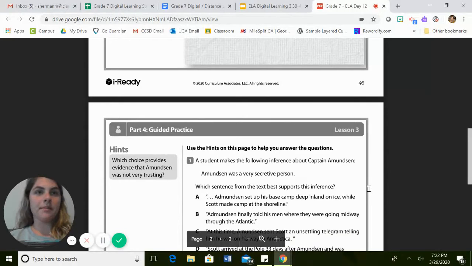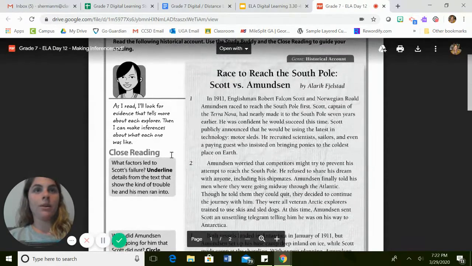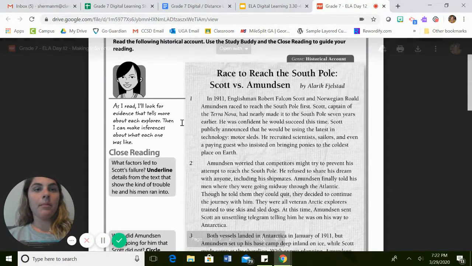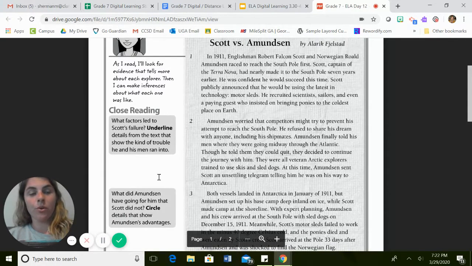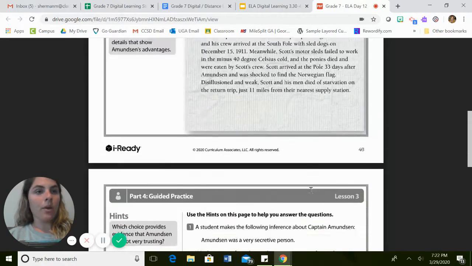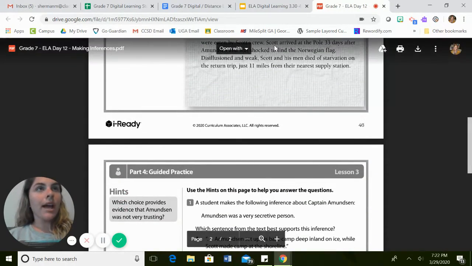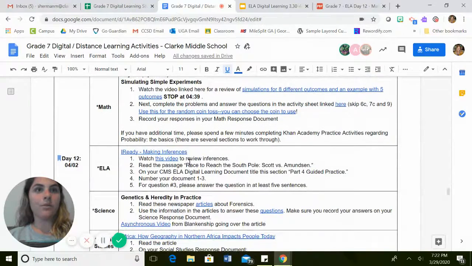All right, and then you have some questions to answer here about the text. Remember, these guiding questions and close reading strategies that you can use are going to help you focus your thinking and help you get the right answer. Okay, so you can work on getting these answers in for day 12.